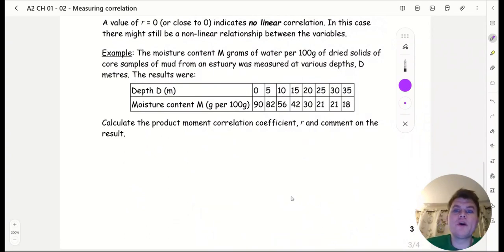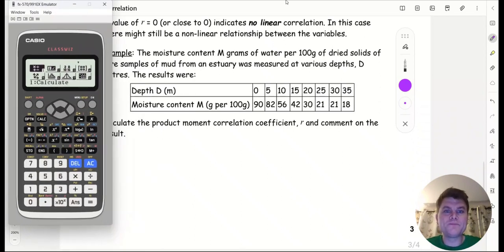So in this example, we've got moisture content m grams of water per 100 grams of dried solids of core samples of mud from an estuary being measured at various depths d meters. And the results are displayed in the table below. The question asks us to calculate the product moment correlation coefficient R and comment on the result. So this is where you need to get your calculator at the ready.